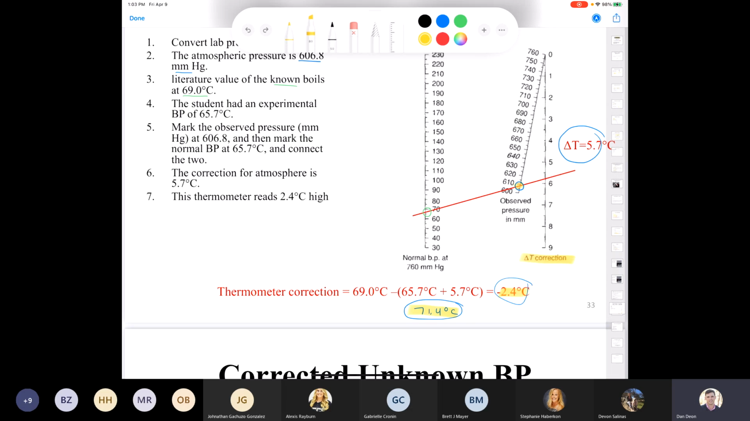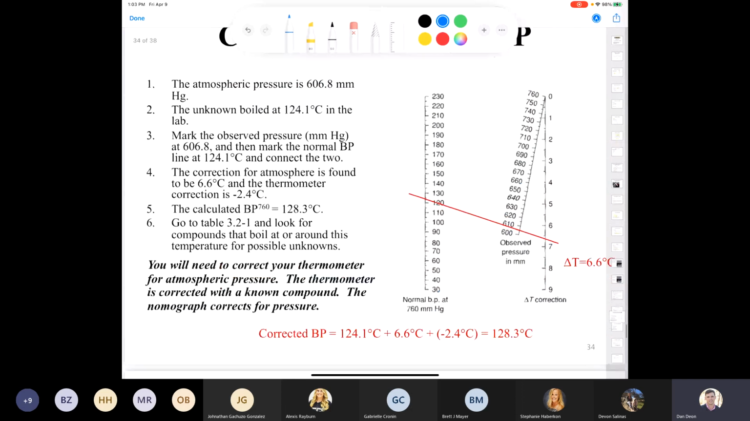And that was kind of a roundabout explanation of what I was getting to, but the quick and dirty explanation of what's going on here is: you have the boiling point that you measured. You get the correction factor off the nomograph. It tells you that you have a boiling point of 71.4 degrees Celsius. It's not correct. You know the actual boiling point is 69. So you subtract the 71.4 from it and you get negative 2.4. You apply that negative 2.4 to any of the boiling points that you take with that particular thermometer. Okay, kind of a roundabout explanation, but this is how you're going to correct for the boiling point of your unknown.